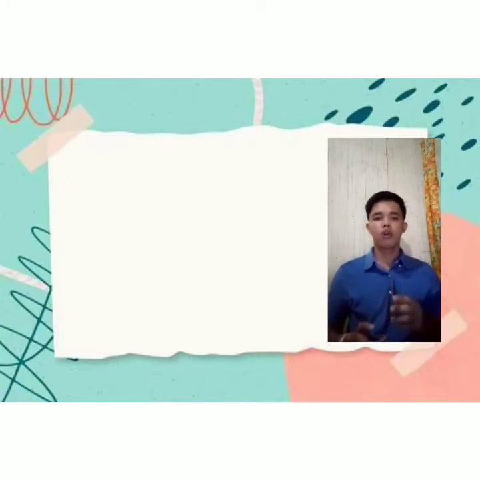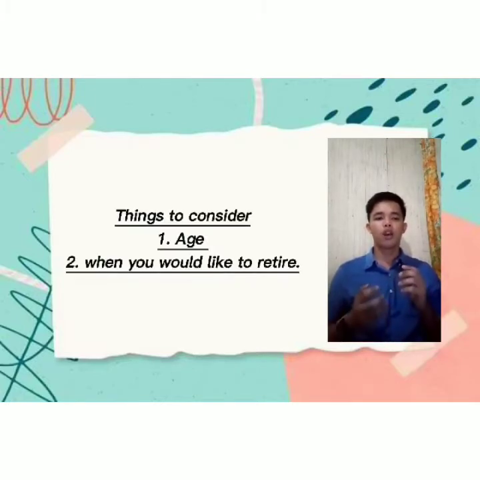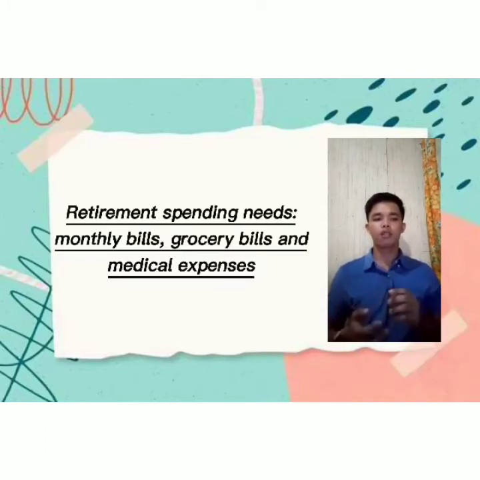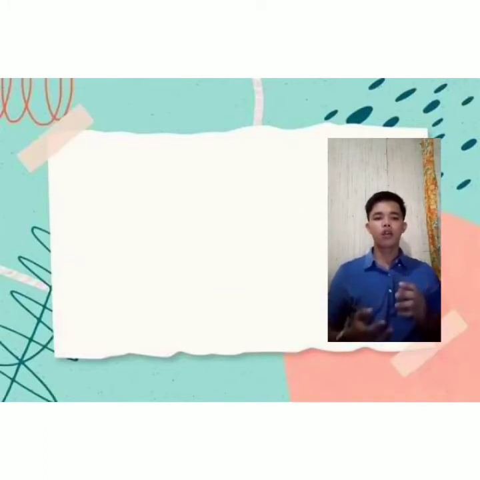The first thing to do when you're planning your retirement is to consider your age and when you would like to retire. You should determine your retirement spending needs like monthly bills, grocery bills, and medical expenses. Then, calculate the investment rate of return and decide if your retirement fund is able to generate the required income after tax. After that, save money and make appropriate investments for your retirement.